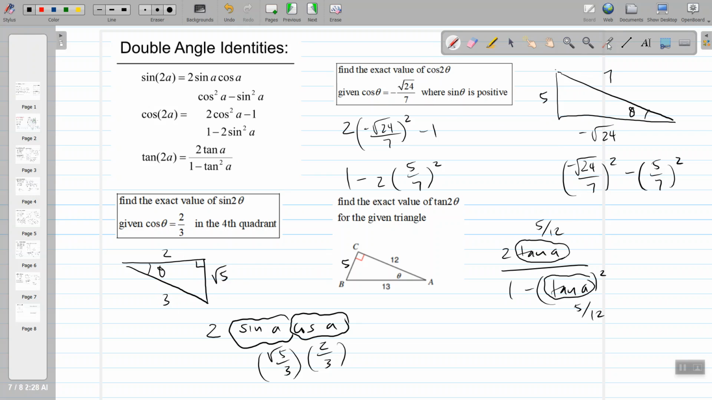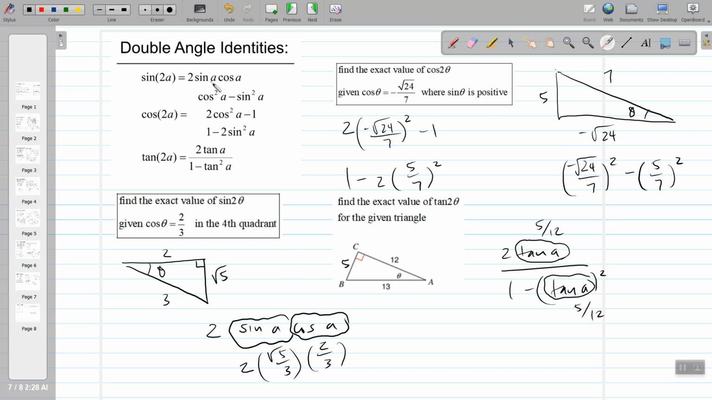Okay, and we still have the 2 in front. So basically, all you got to do is calculate this out, and that'll be the answer to sine 2 theta. As you can see, the double angle is pretty similar to the sum and difference ones, except this time you're calculating it for 2 times the angle, not when you add or subtract 2 angles, but same idea, okay?